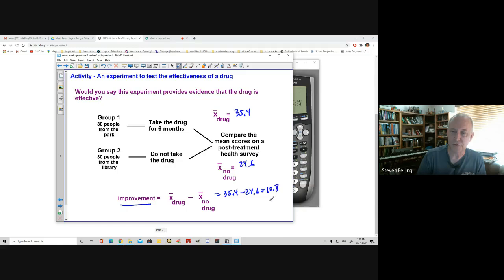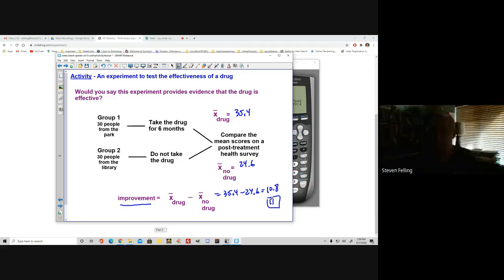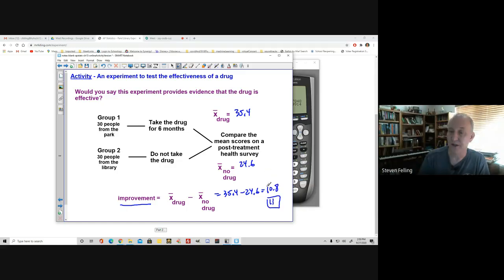So basically an improvement of almost 11. Let's just round everything to the nearest decimal. 11 points on the health survey from taking the drug. Wow, seems like it's really great.